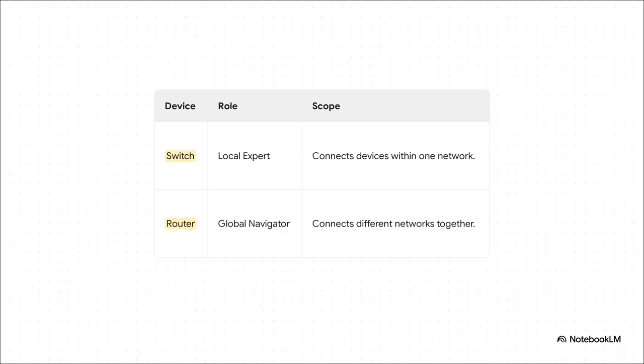So let's just boil it all down. A switch is your local expert. It's super fast, super efficient at connecting devices inside one single neighborhood, using those permanent names, the MAC addresses. A router, on the other hand, is the global navigator. It's the smart device that connects all these different neighborhoods together, using those temporary mailing addresses, the IPs, to guide our packets across the entire internet.